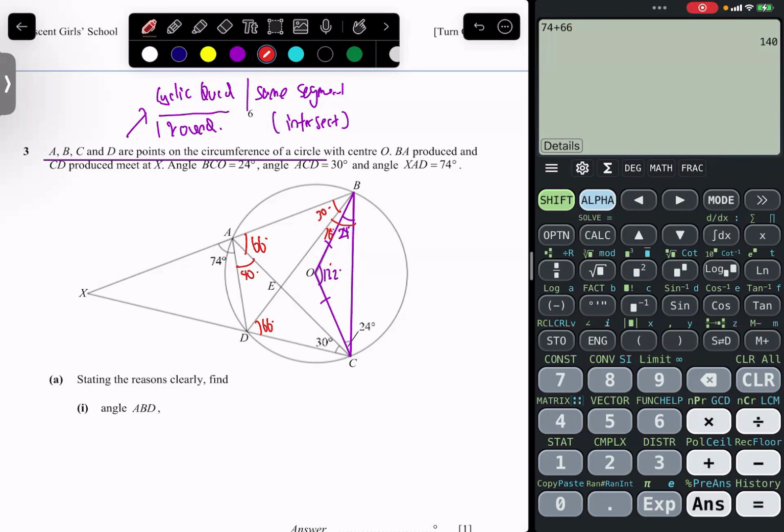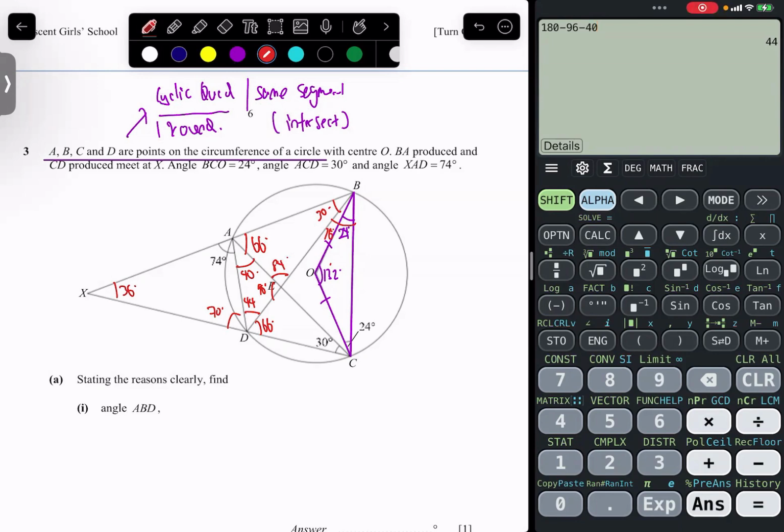Is there anything more I can find? Sure, we can find this. This is 84, that means this is 96. Then this angle is 180 minus 96 minus 40, so this is 44. Then this is 70. Then this is 36. I think we have probably solved for all the angles already, so everything should be fine.